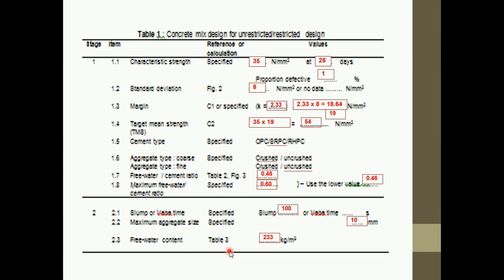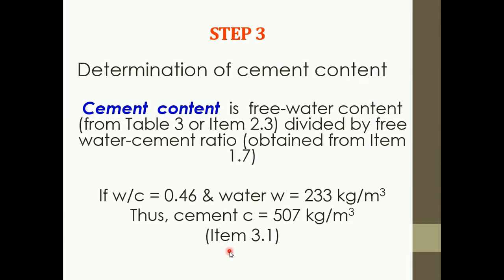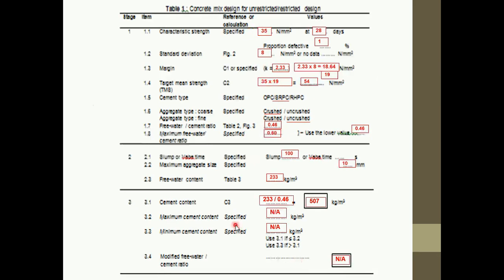Then we move on to step number 3, which is to determine the cement content. Cement content is the free water content from the previous table divided by the free water cement ratio from stage 1. Since our water cement ratio equals 0.46 and free water content equals 233, our cement content is 233 divided by 0.46, which gives 507. You just put it inside stage number 3 in the form. So cement content we get 507.